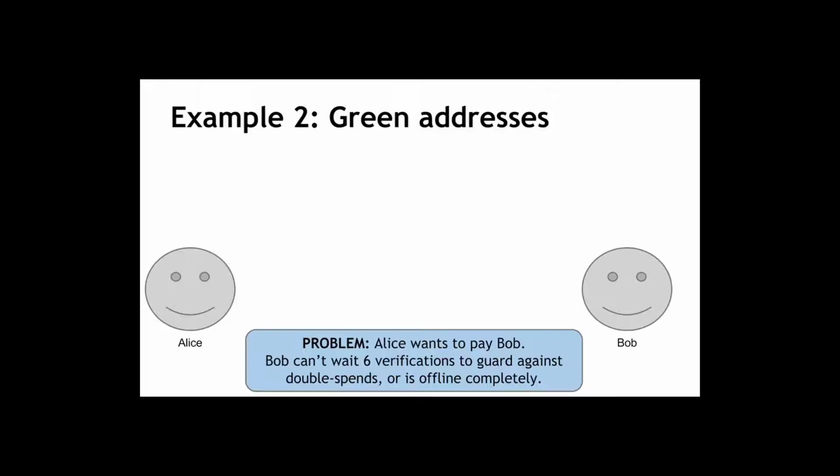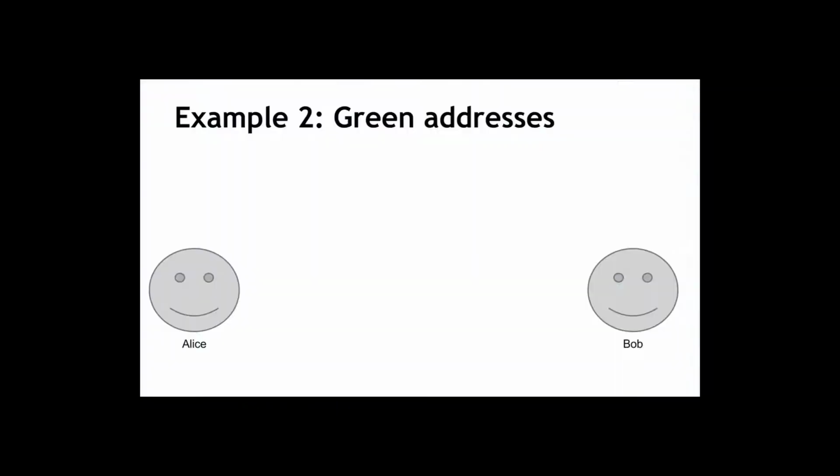Another cool application is what are called green addresses. So the problem here is that Alice wants to pay Bob, and Bob's offline. So Bob can't go and look at the blockchain to see if a transaction that Alice is sending is actually there. Maybe Bob simply doesn't have the time to go and look at the blockchain and wait for the transaction to be confirmed. Remember that normally we want a transaction to be in the blockchain and be confirmed by 6 blocks, which takes up to an hour before we trust that it's really in the blockchain.